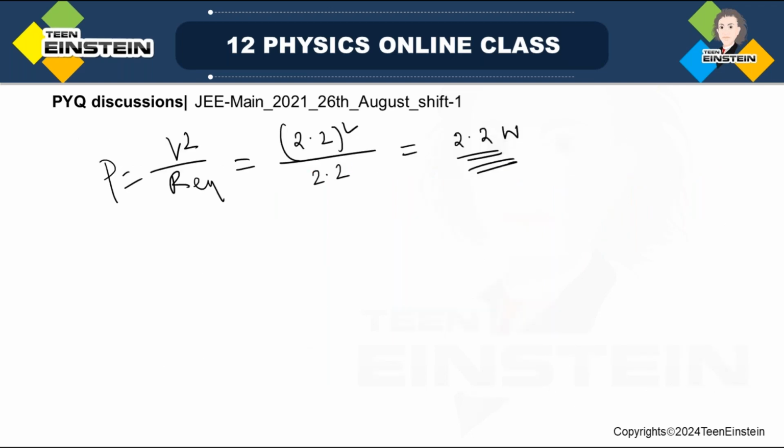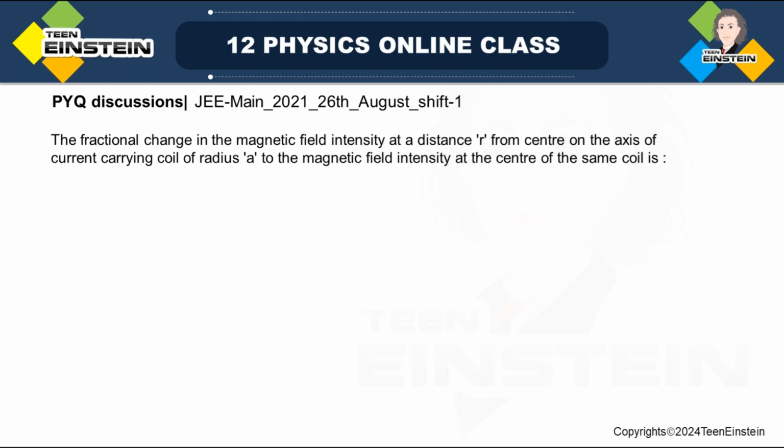Let us go to the next problem. This question says: the fractional change in the magnetic field intensity at a distance r from the center on the axis of a current carrying coil of radius a, relative to the magnetic field intensity at the center of the same coil.